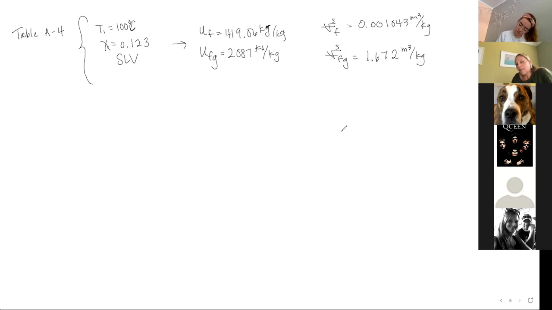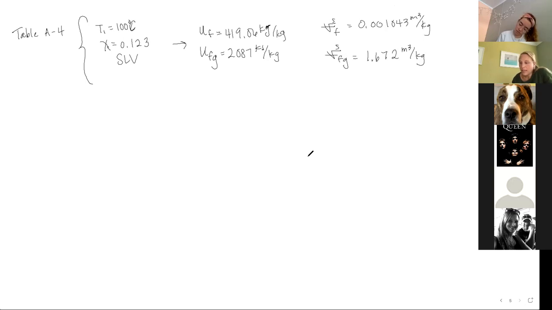I could also find my enthalpy, but that hasn't really come up in my problem at all, and I don't really know how helpful it would be. I could also find entropy, but once again, it's not really in my problem. So I think that this is where I would stop for finding information about my starting condition.